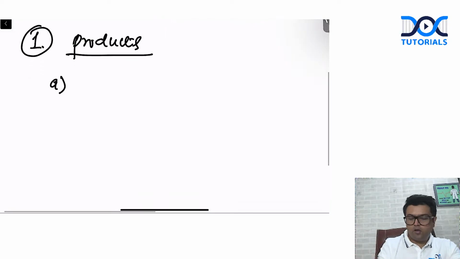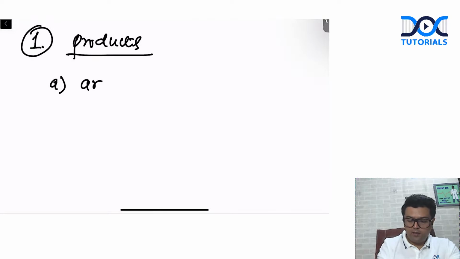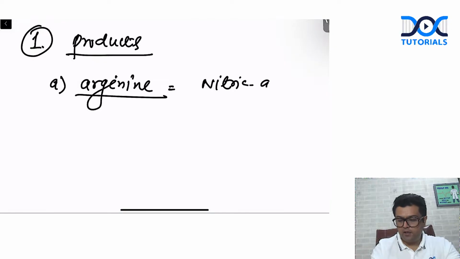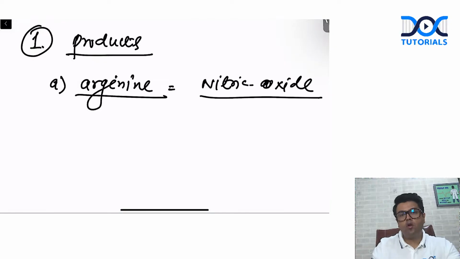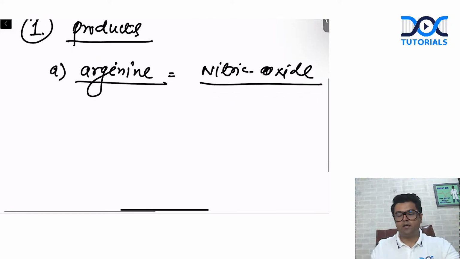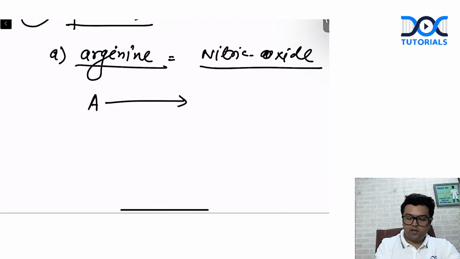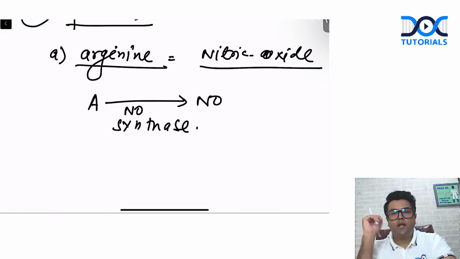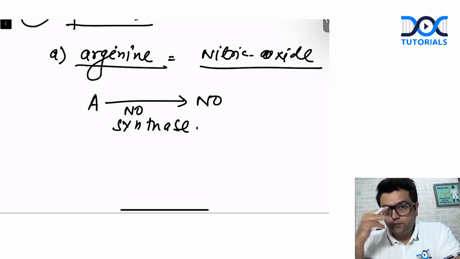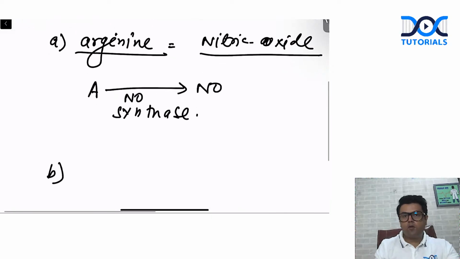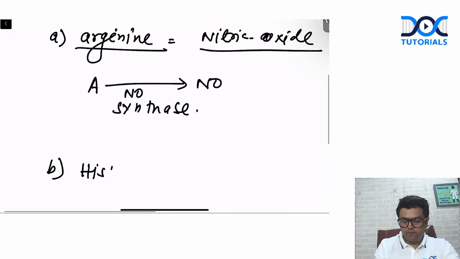In the products, if we talk about the first amino acid, let's say arginine. Arginine is a very important amino acid because it makes something called nitric oxide, which is a vasodilator, acting via cyclic GMP. And arginine is converted into nitric oxide through the enzyme nitric oxide synthase.